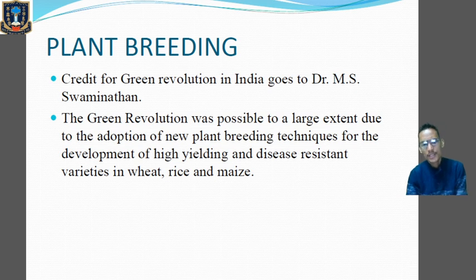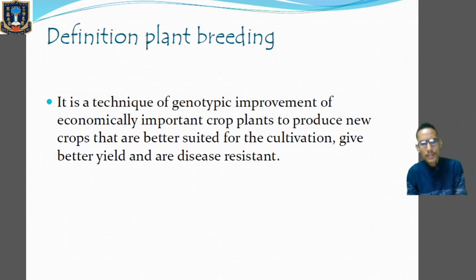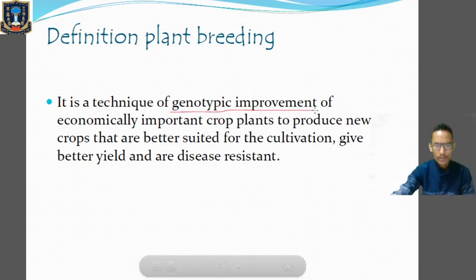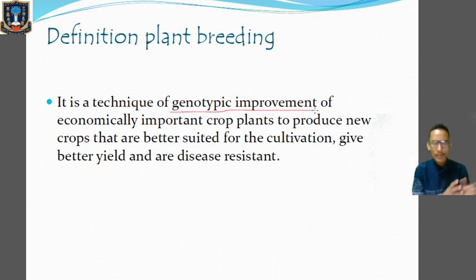We'll see the objectives and the main steps of plant breeding. First of all, let us talk about the definition of plant breeding. So what is plant breeding? Plant breeding is a technique of genotypic improvement. We'll come afterwards to what we mean by genotypic. Plant breeding is a technique of genotypic improvement of economically important crop plants to produce new crops that are better suited for cultivation. It gives better yield and disease resistance.